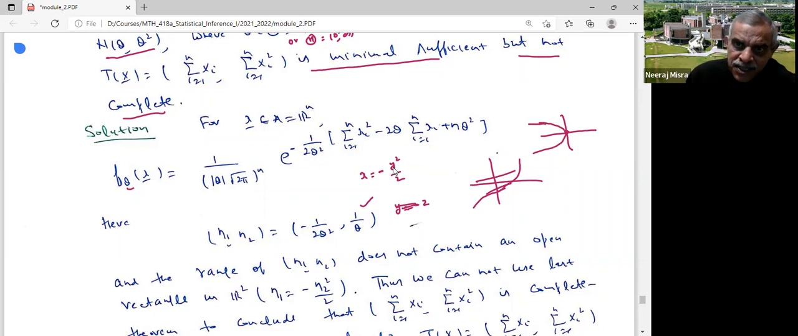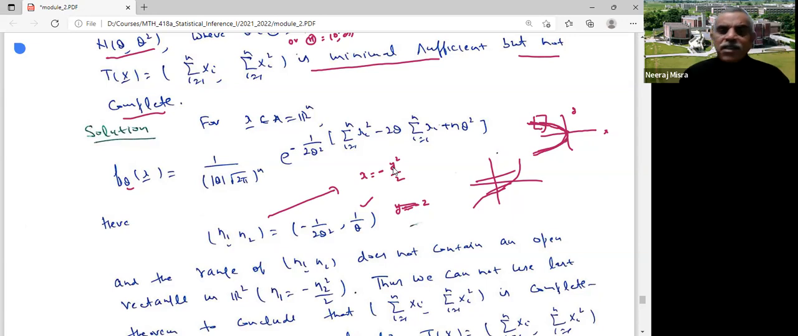This is your x. This is fine. This is basically eta 1 and eta 2. So eta 1 and eta 2 are lying on this curve. Can this curve contain any rectangle? No. Any rectangle you try, it will only contain a part of this curve, however small the rectangle may be. So this curve cannot contain a rectangle.